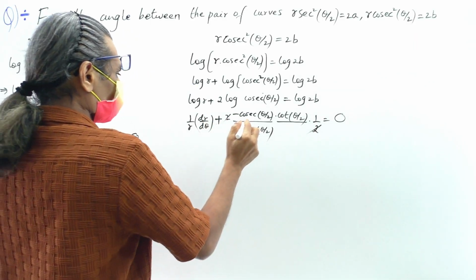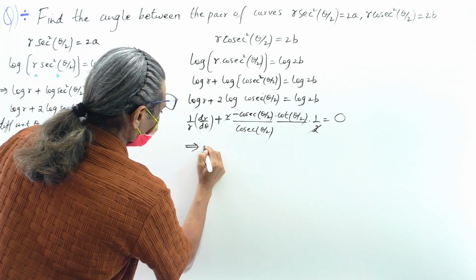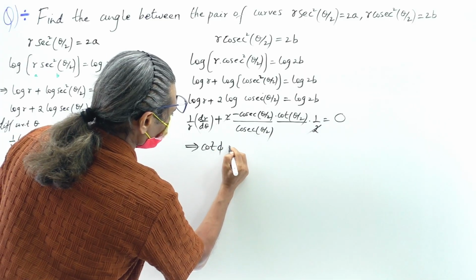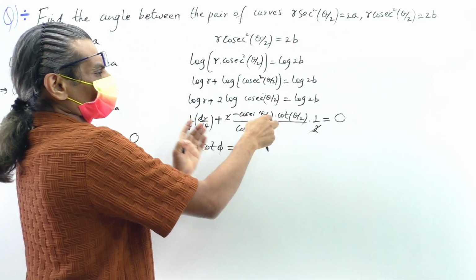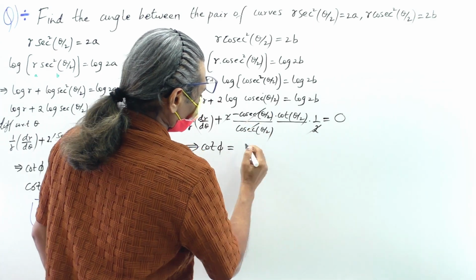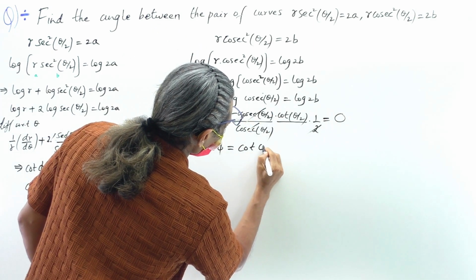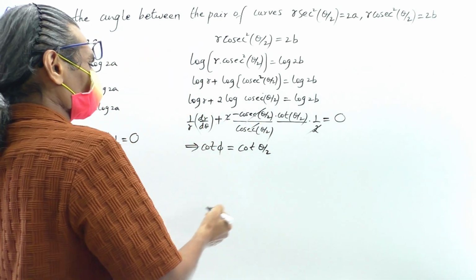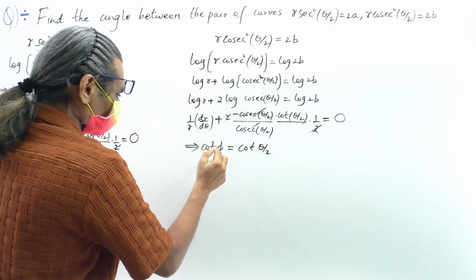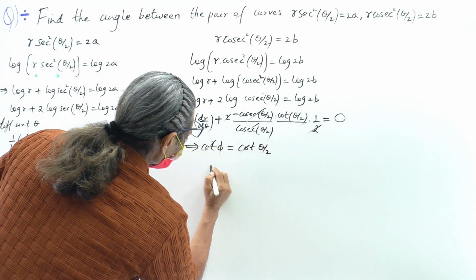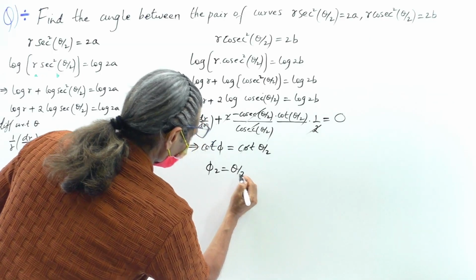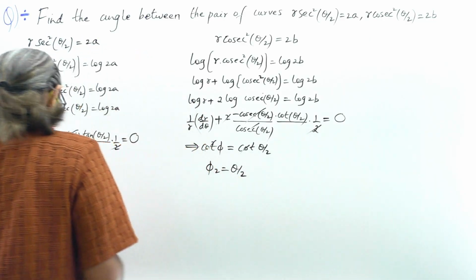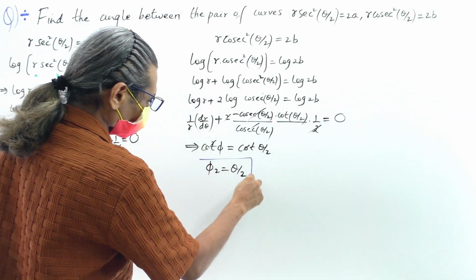Now we can write, it implies cot of phi is equal to, take this to the right side, so minus becomes plus, again cosecant cancels, we have cot theta by 2. Beautiful. Okay, cot on both sides are the same, so they cancel. So we have phi 2 is equal to theta by 2. That's all. So we have both the angles now.